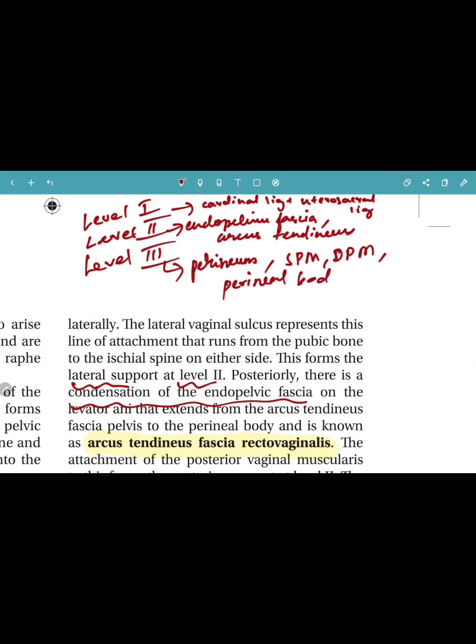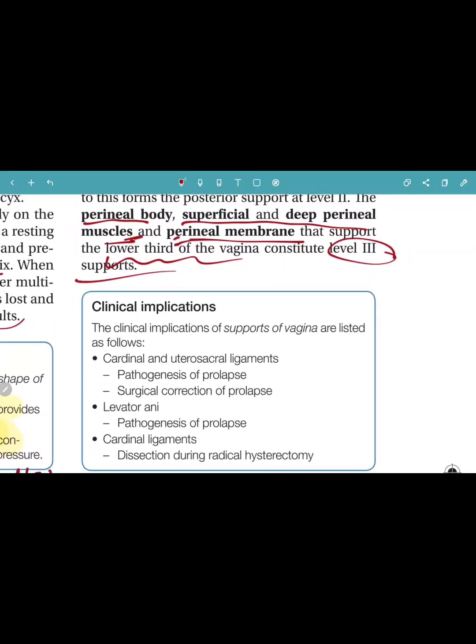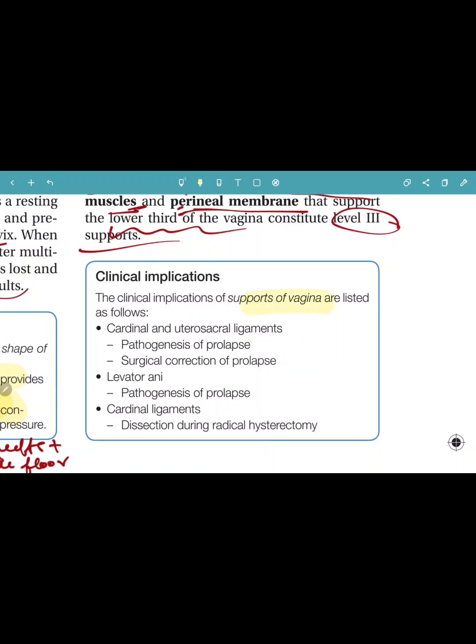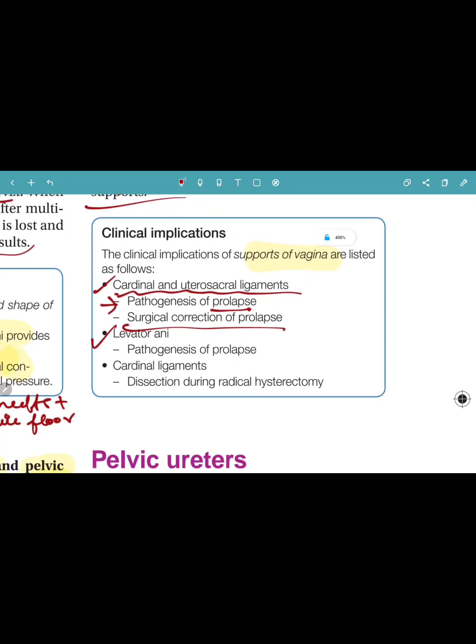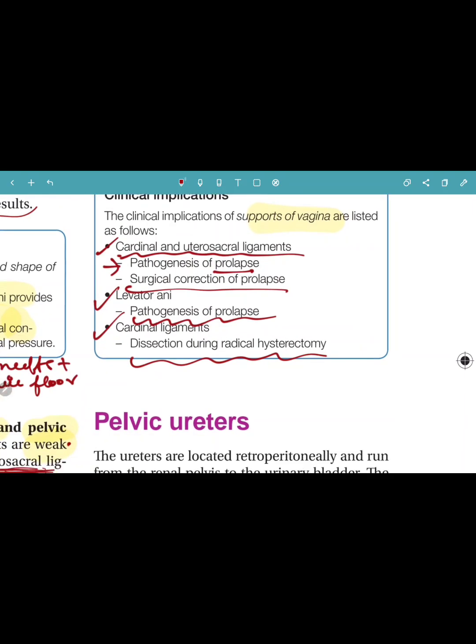So these are the 3 levels of supports of the vagina. The clinical implications: the cardinal as well as the uterosacral ligaments are the first cause or pathogenesis of prolapse, and surgical correction of prolapse is done on these ligaments. Then the levator ani is also involved in the pathogenesis of prolapse, and the cardinal ligaments are dissected during radical hysterectomy.